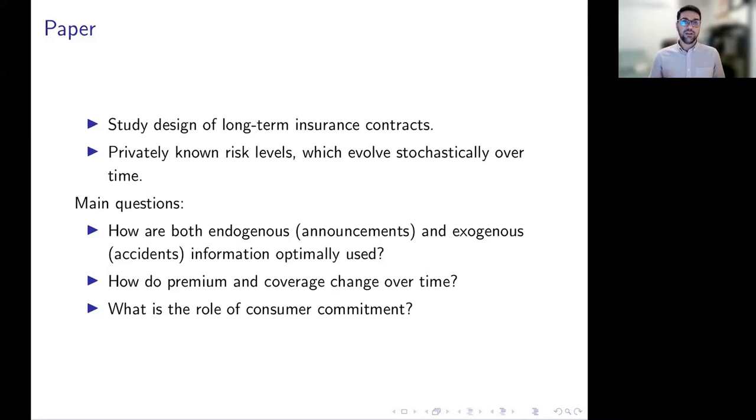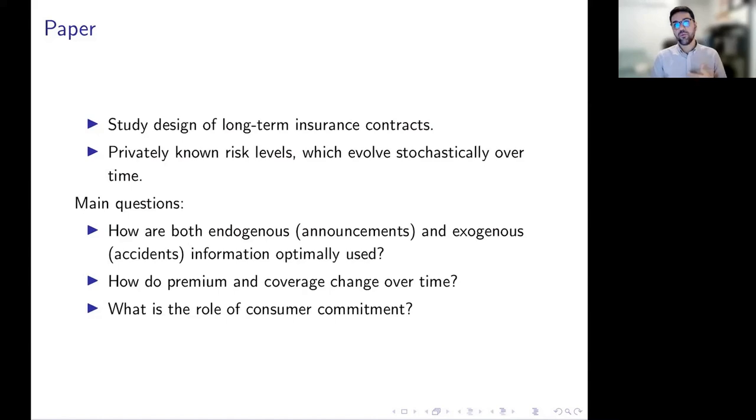The second one is what can we say about the dynamics of coverage and premium over time? In particular, one question of concern is going to be, should we expect the distortions that arise due to private information to disappear over time, or to at least decrease over the course of this interaction?